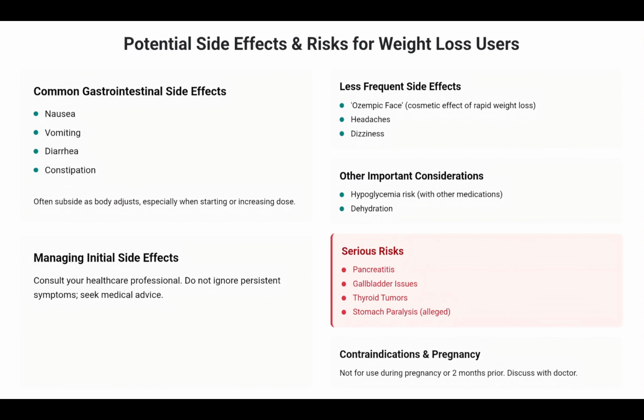Contraindications and pregnancy. Ozempic is absolutely contraindicated during pregnancy and should be discontinued at least 2 months prior to a planned pregnancy given the drug's prolonged half-life. Discuss family planning proactively with all patients of reproductive age.